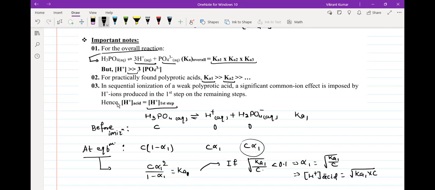हाँ क्रिश बोल. सर कोई ऐसा केस हो सकता है जिसमें we cannot ignore the H plus from other two ionization steps? हाँ आएगा ना, आगे आएगा. Okay. आएगा, घबराओ मत, आएगा. Okay, understood ना अभी तक this point?